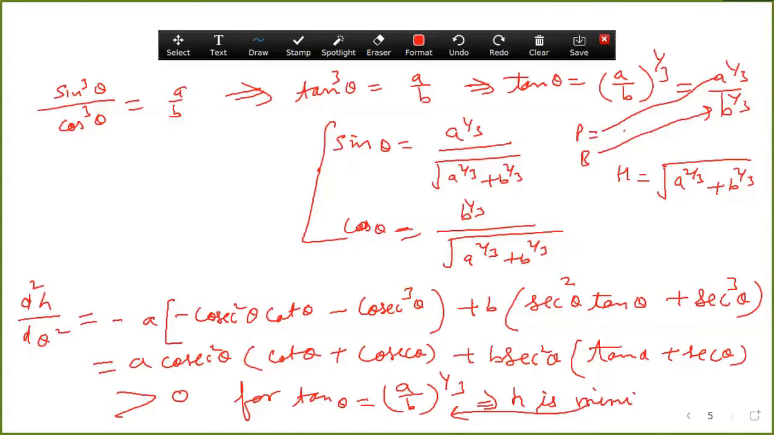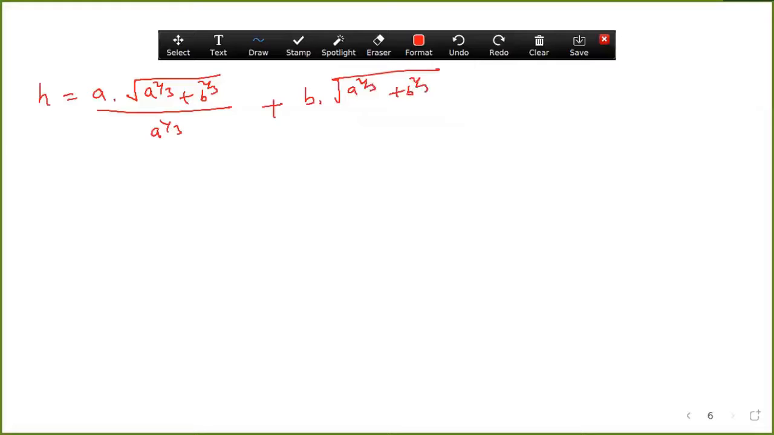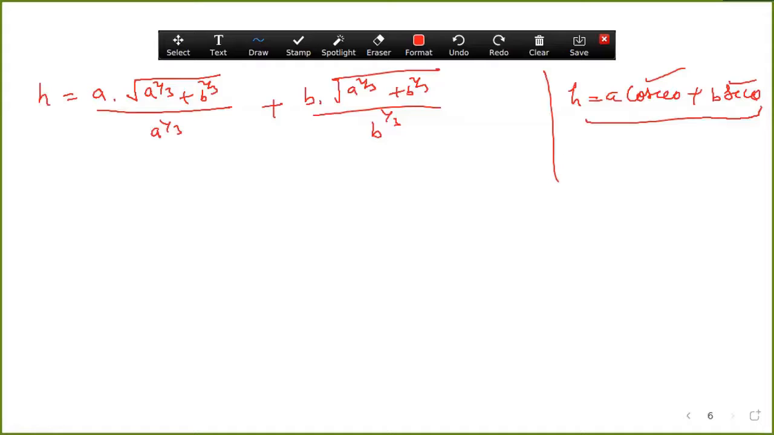Now we have to prove the given statement, just put the values. Let's put the values now. h is equal to a into cosecant theta, which means you have to put the reciprocal of the sine. We have calculated sine theta already, take the reciprocal of sine and you will get cosecant. That is a to the power 2/3 plus b to the power 2/3 upon a to the power 1/3, plus b times the reciprocal of cos, because b into secant theta. This becomes a to the power 2/3 plus b to the power 2/3 upon b to the power 1/3. In a cosecant theta plus b secant theta we have put the values of cosecant and secant. You will get this one.